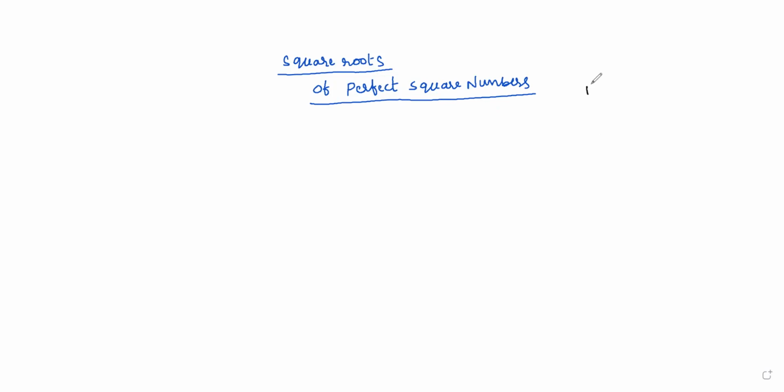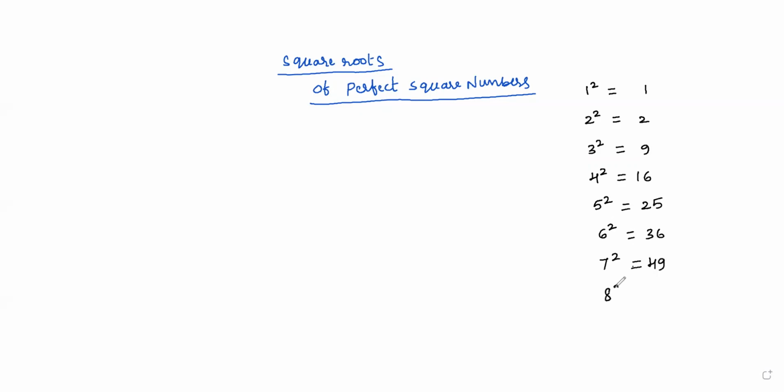If you see, 1 square is 1, 2 square is 4, 3 square is 9, 4 square will be 16, and the 5 square will be 25. 6 square will be 36. 7 square is 49, and 8 square will be 64, and 9 square is 81, and 10 square will be 100.